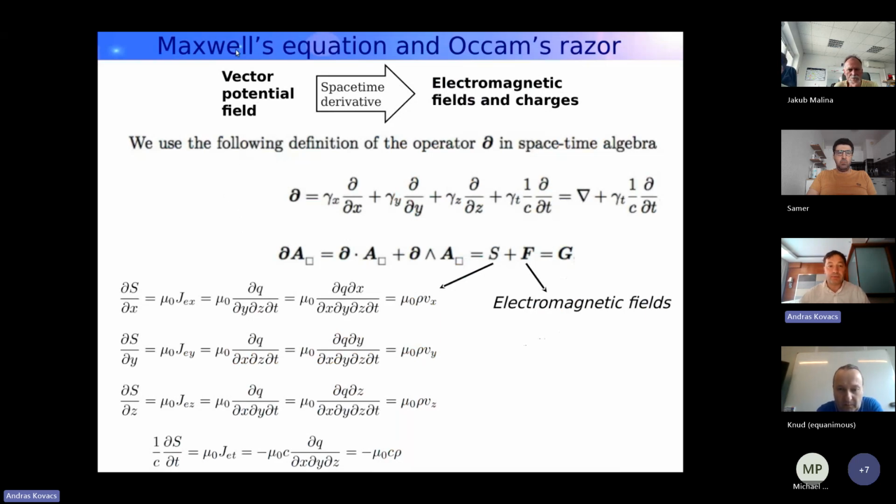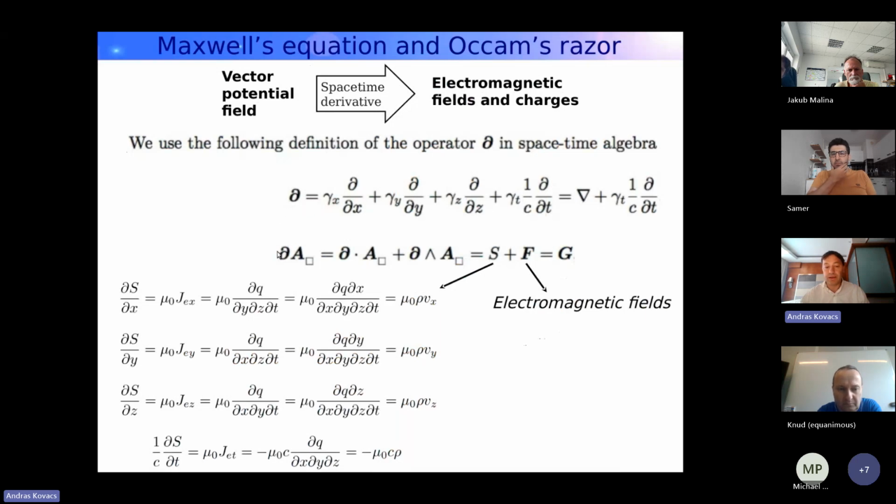So in electromagnetism, we start from the vector potential field, and then we apply space-time derivative on it, and we get electromagnetic fields normally. In our case, electromagnetic fields and charges. So let's see how we do it. This sigma symbol is our space-time derivation operator, and it's quite the usual mathematical operator. And these gamma bases, they are the Clifford basis vectors.